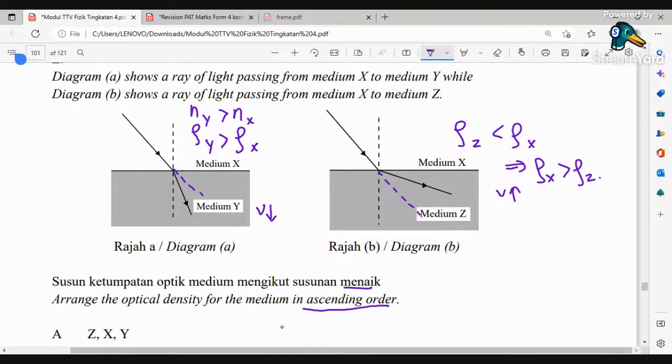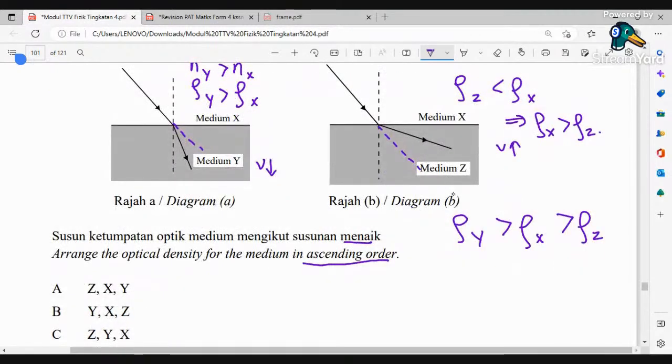Combine these two relationships. So we get Y is more than X more than Z. So arrange in ascending order means Z, X, Y. So you will get the answer is A.